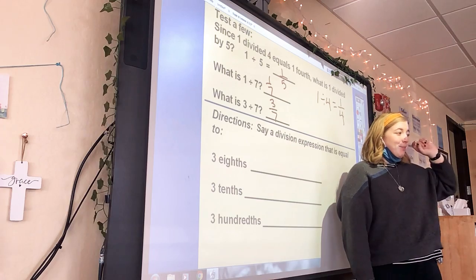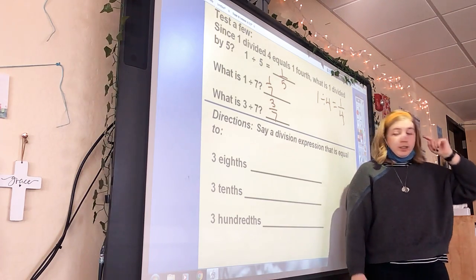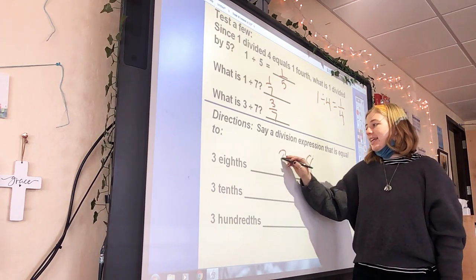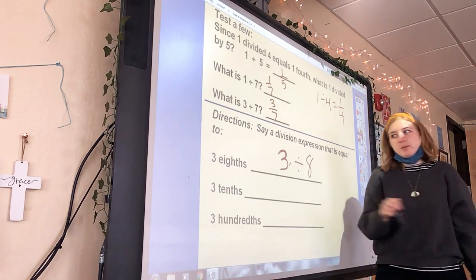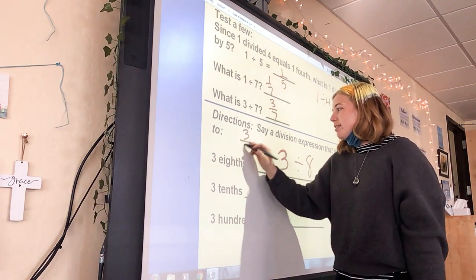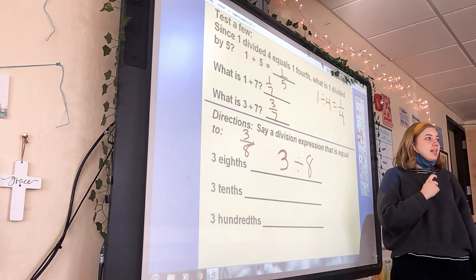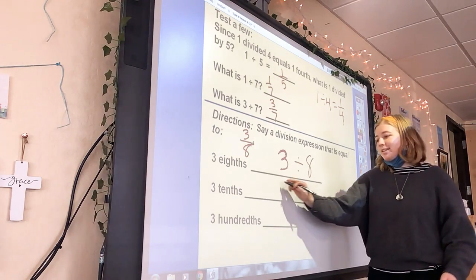Guys, it's so simple. Henry, go. 3 divided by 8. Okay? You guys, you're going to make it a lot harder. It happens every year. You're going to make it a lot harder than it needs to be. 3/8. The division sentence would just be 3 divided by 8. Okay, 3/10. Eddie, go. 3 divided by 10. Good.